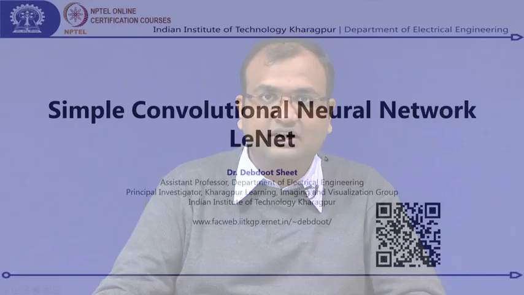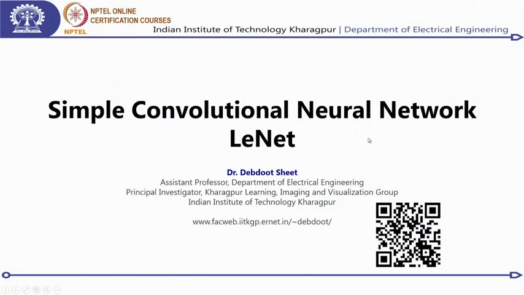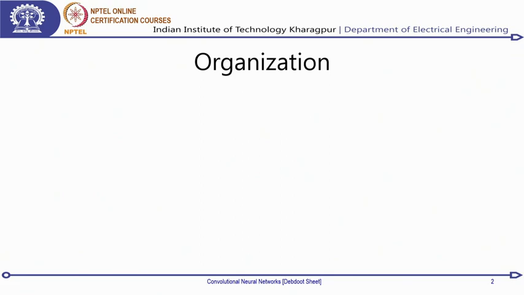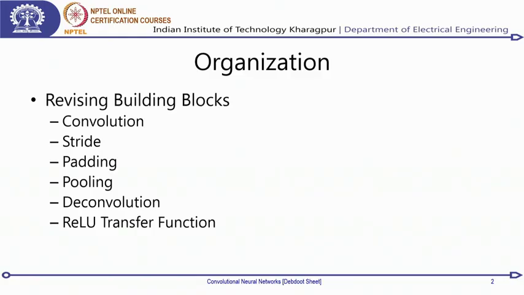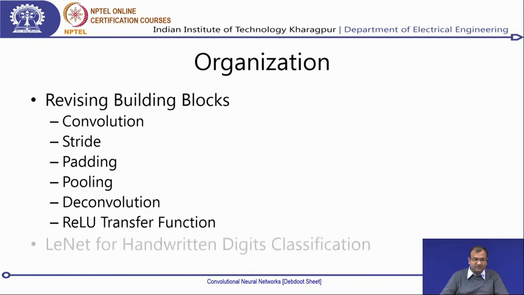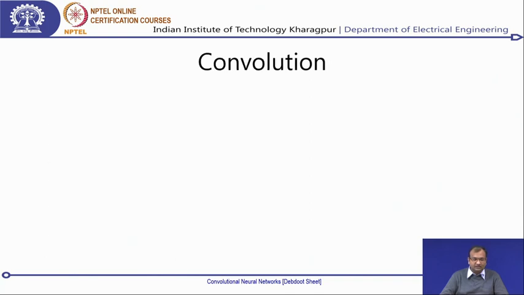So today we would be working on convolutional neural networks and taking this example of LeNet. I would be revising a few basic concepts which we had covered, and also coming to a bit of numerical solution, so that it makes it easier for you to understand and grasp the concepts as well. So this is organized as follows: we'll be revising some of the building blocks which are important from the perspective of understanding LeNet, and then I would be showing what the standard LeNet architecture for handwritten digits classification is. So let's get into it.